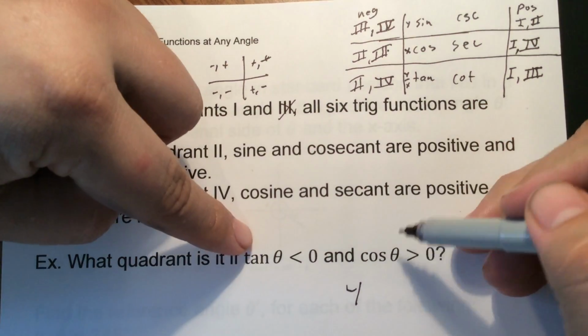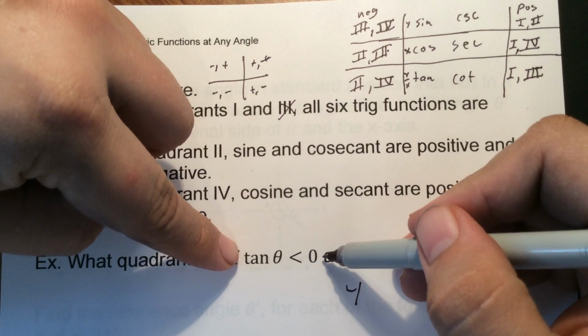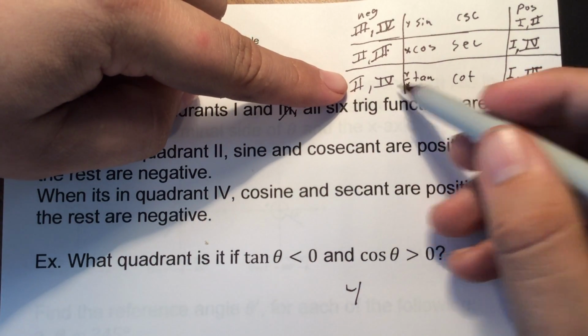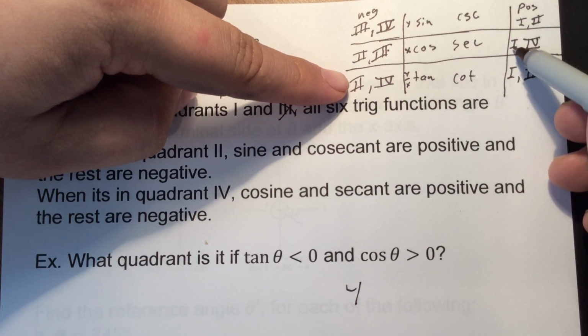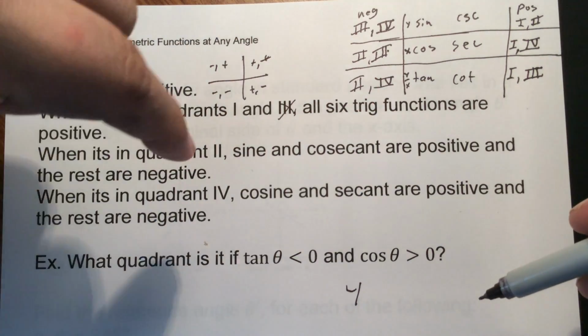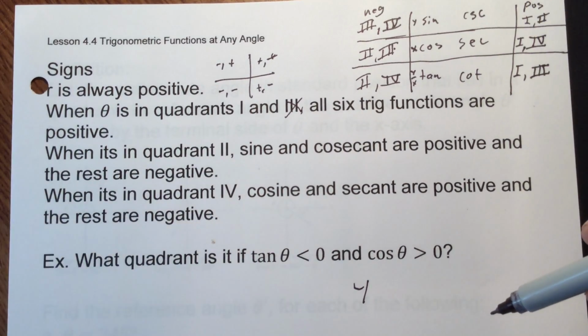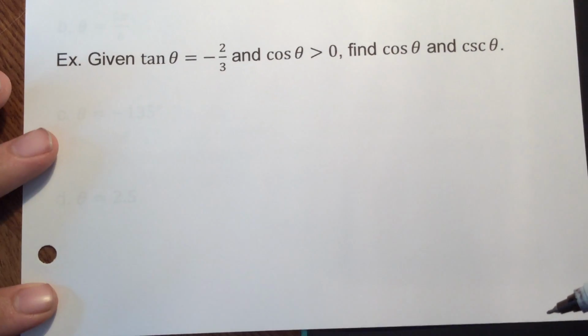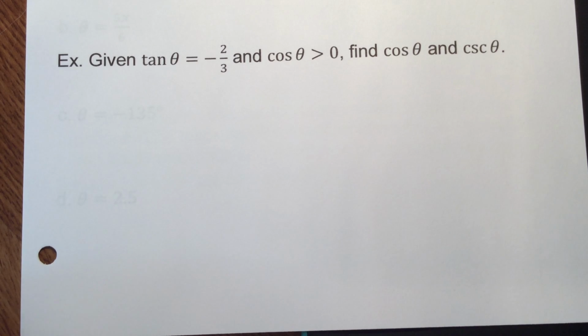So that's kind of where we can do this. Look at, okay, where's the first condition met? Tangent being negative in 2 and 4. Okay, where's cosine positive? Well, it's in 1 and 4. Where are they overlapping? Well, they overlap in 4. That's how we get that. So you're going to have some that are like that. You're also going to get some like this. Given that tangent is negative 2/3 and cosine is greater than 0, find cosine and cosecant.